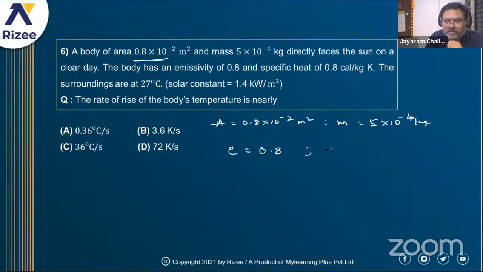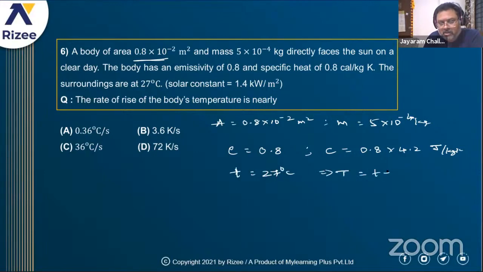And he has also given the specific heat. Let me take it as C. C is equal to 0.8 calorie per kg. If I multiply with the calories 4.2, then it will be joule per kg Kelvin, SI units. We have converted this one. So the surrounding temperature, small t, he has given in degree centigrade. Let's convert it into Kelvin, that is T is equal to t plus 273, which is equal to 300 Kelvin.